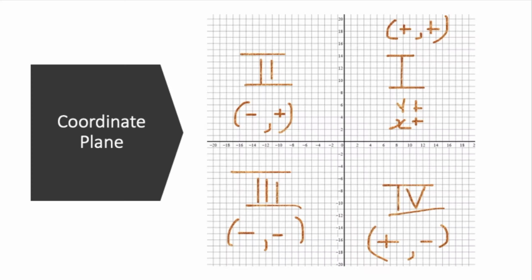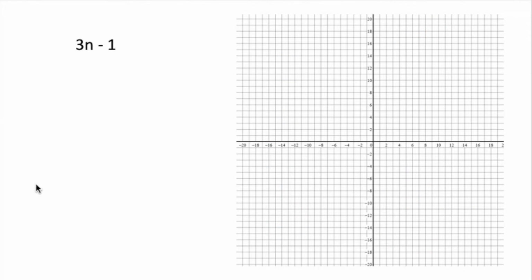Some patterns. If we look back at the Cartesian plane or the coordinate plane, remembering that this is quadrant 1 and that's two positives. This is quadrant 2 and it's a positive and negative, right? The x would be negative and the y would be positive. Quadrant 3 would have x is negative, y is negative, and quadrant 4 would be x is positive and y is negative. Okay?